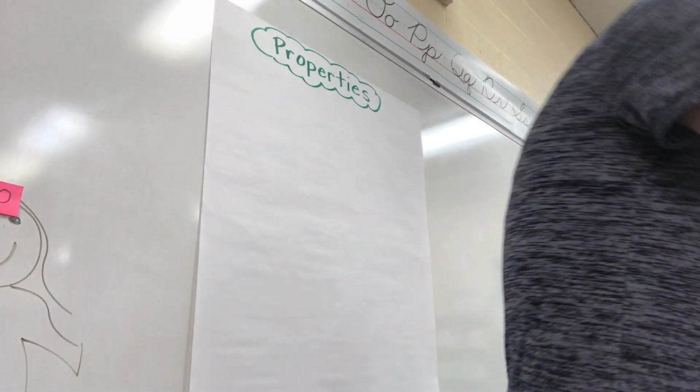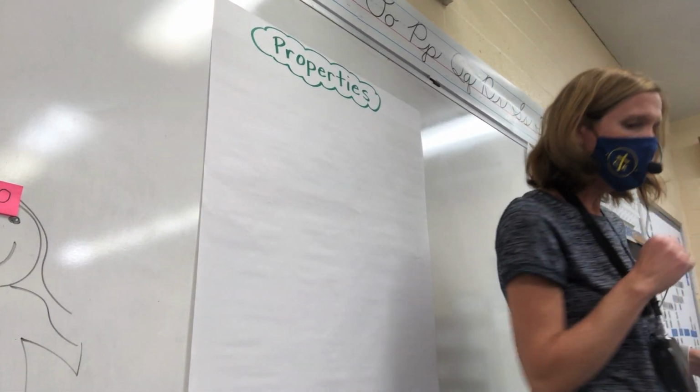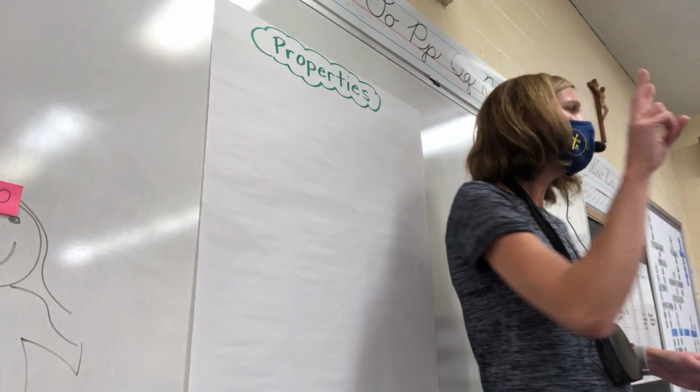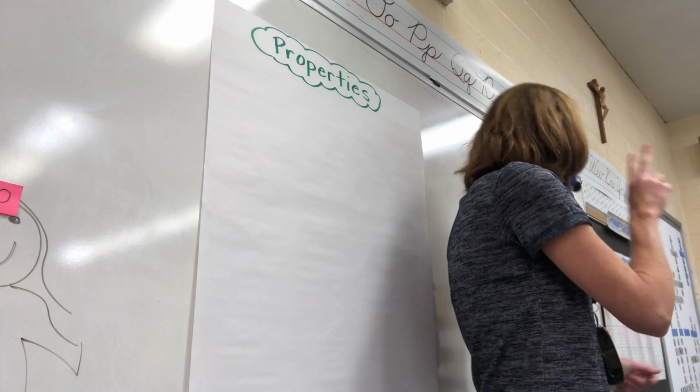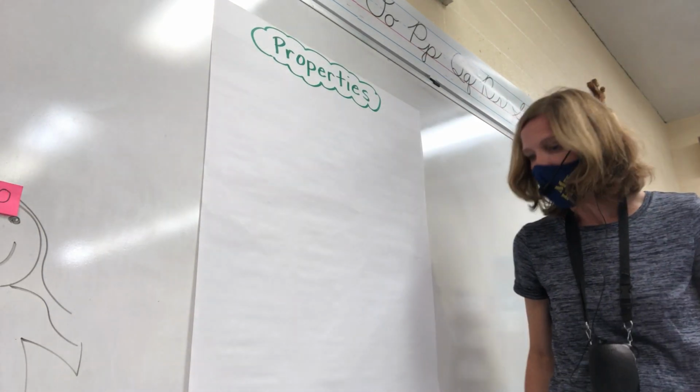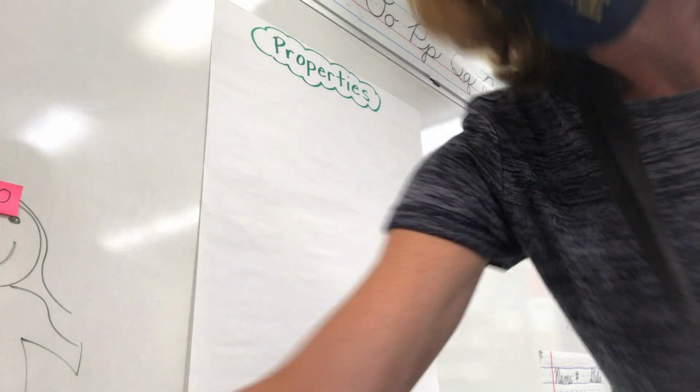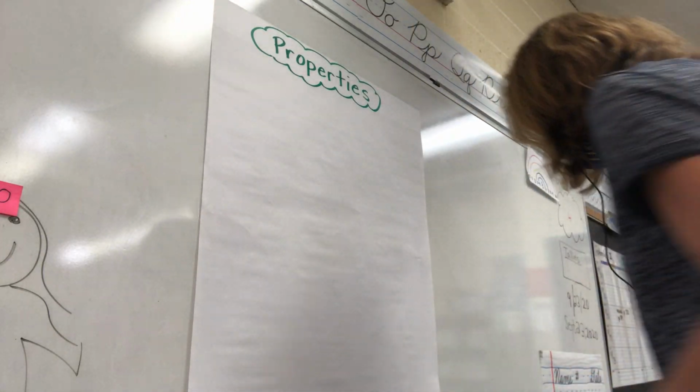Okay, so we have been learning about the properties of math. Properties of math. And we learned about two different ones. The first one we called the identity property.